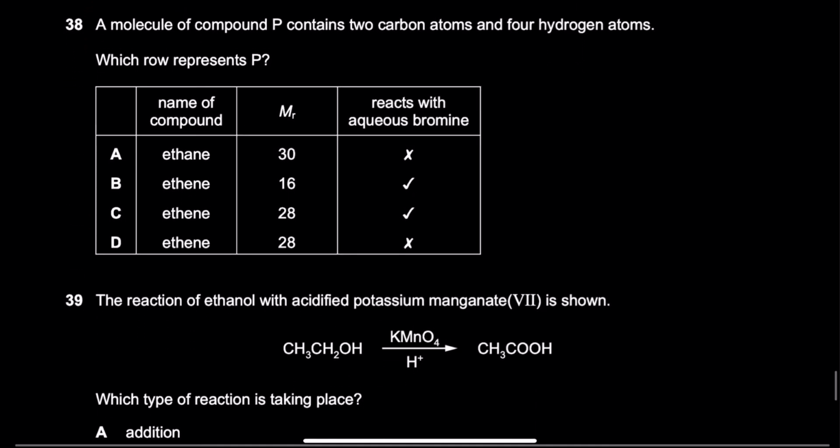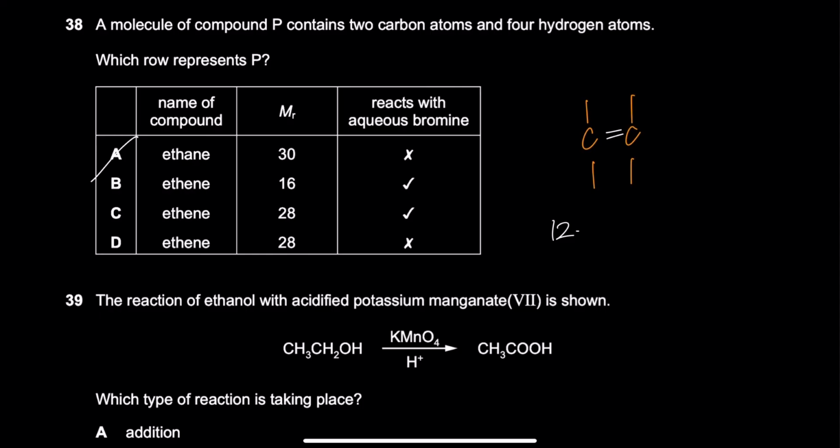A molecule of compound P contains 2 carbon atoms and 4 hydrogen atoms. So 2 carbons and 4 hydrogens. So 2 will be here, 2 will be here. There will be a double bond between these two then. The name of the compound is going to be ethene, so A is wrong. It has the Mr of, so 12 plus 12, that is 2 carbons, and 4 hydrogens, so plus 4. So 24 plus 4, that's 28, right? So ethene's Mr is 28, therefore B is also wrong, and it reacts with aqueous bromine. Yep, it does.